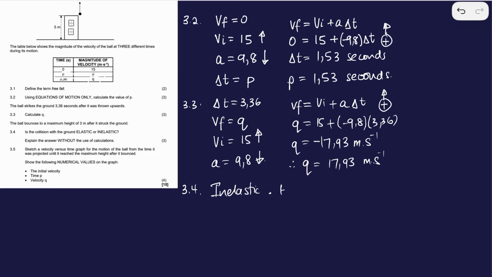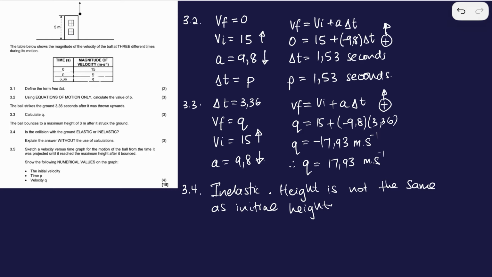So the height is not the same as the initial height. So what that means is when the ball hits the ground, some energy is lost. And because some energy is lost, either through sound or through some other thing, the energy then that it has to go up is less. So that's why it's not going to reach the same height.